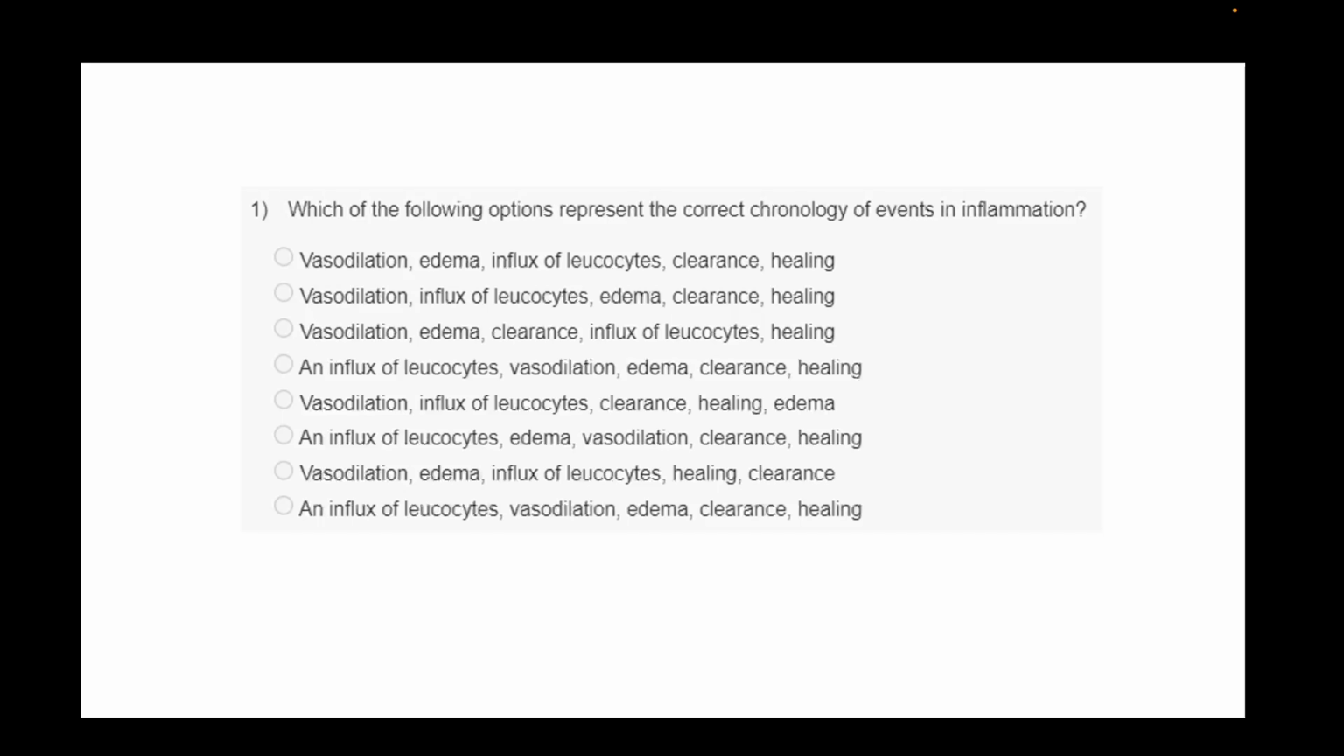Fifth option, vasodilation, influx of leukocytes, clearance, healing and edema. Next option, an influx of leukocytes, edema, vasodilation, followed by clearance and healing. Or vasodilation, edema, influx of leukocytes, healing and clearance. Or last option, an influx of leukocytes, vasodilation, edema, clearance and healing. So which of these would correctly represent the chronology of events in inflammation?